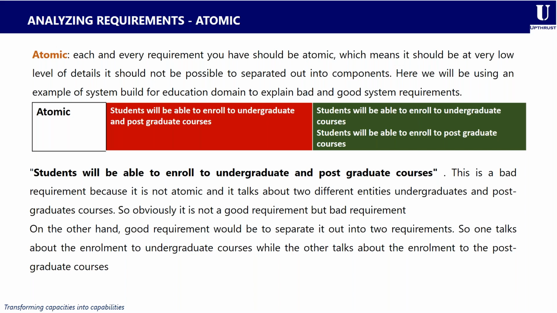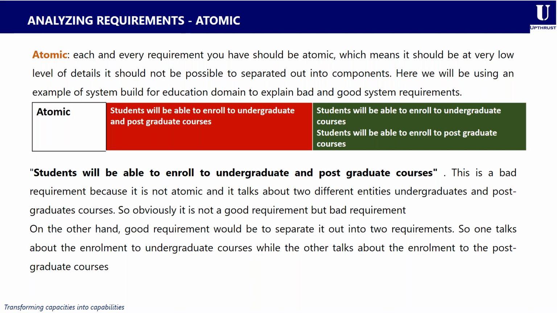To run us through or to explain these characteristics of requirements, we'll be looking at a system that is built for the educational domain. So we'll be looking at an educational portal, how users will be able to interact and make use of the system, and how, as a BA, to capture the requirements appropriately for effective communication. So let's look at a typical example of atomicity. We'll look at a bad example and a good example.